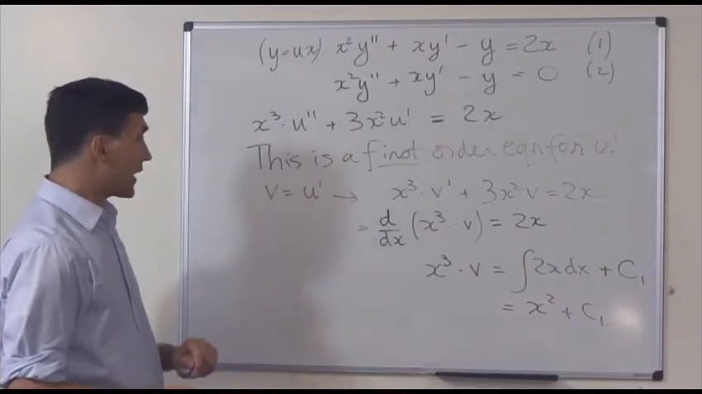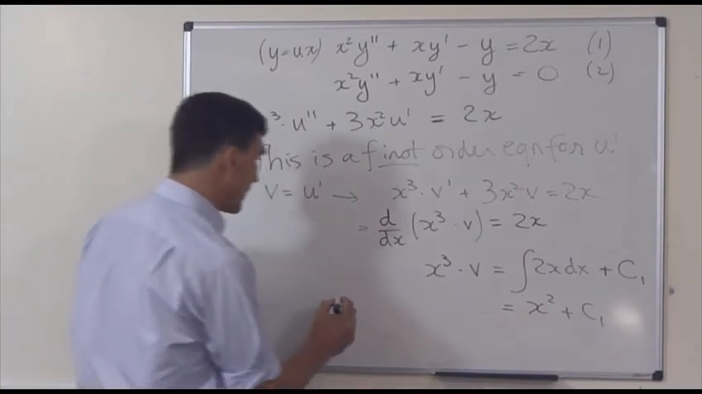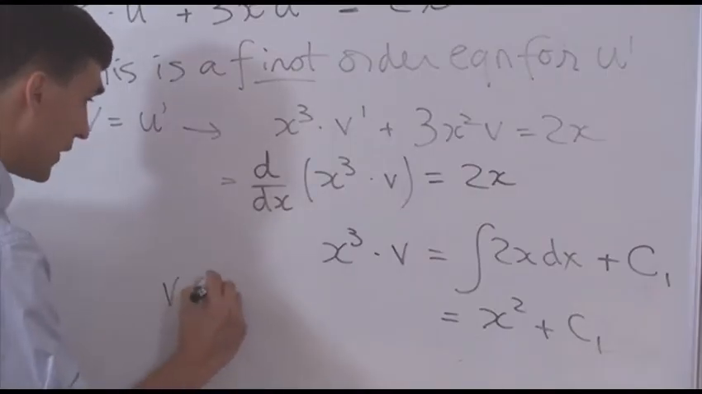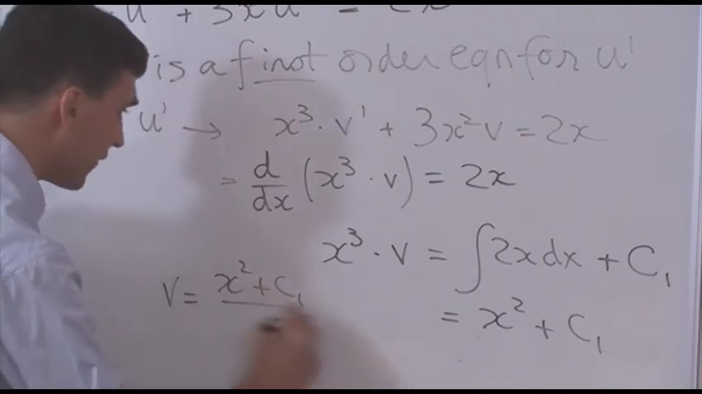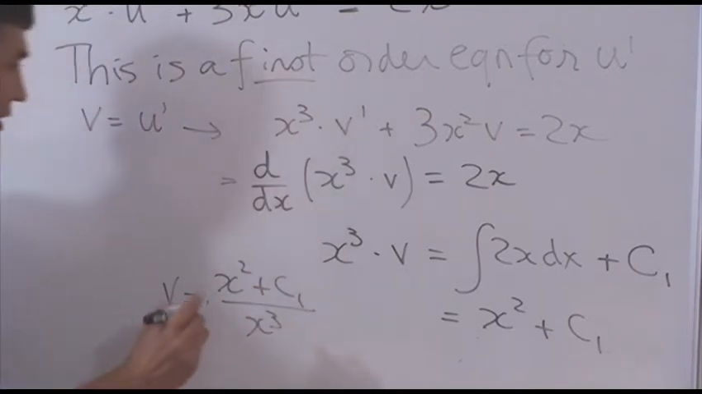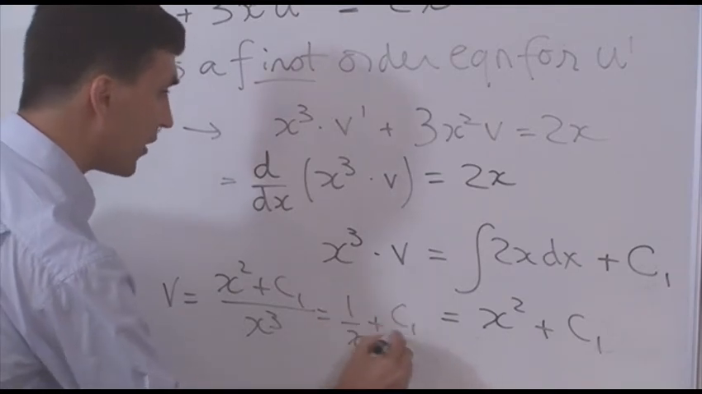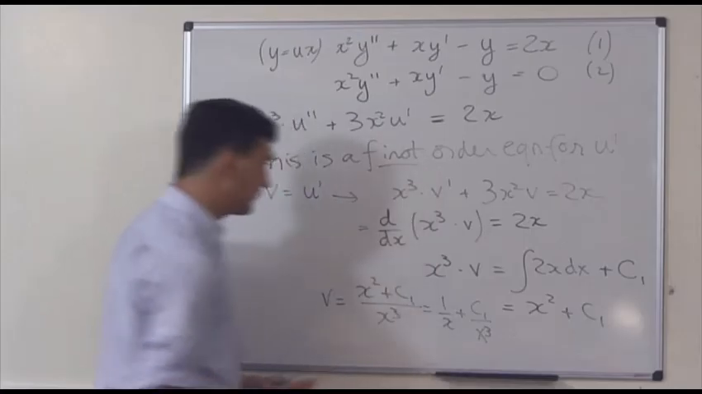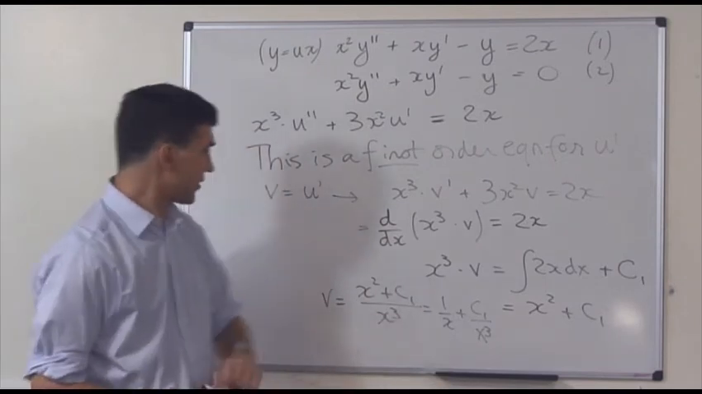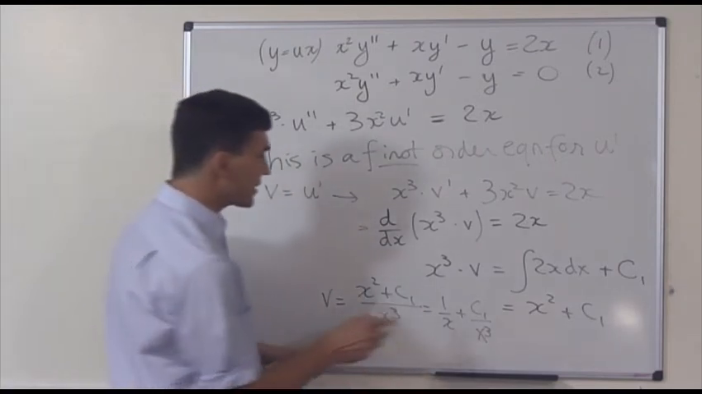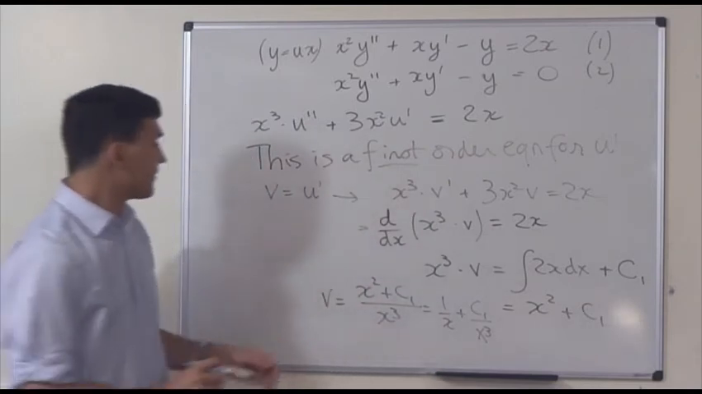We can divide by x cubed now, and we can get what v is. So v is equal to x squared plus c1 divided by x cubed, which we can write as 1 over x plus c1 over x cubed. And there are those two x's creeping in again. Okay, so this is our v.